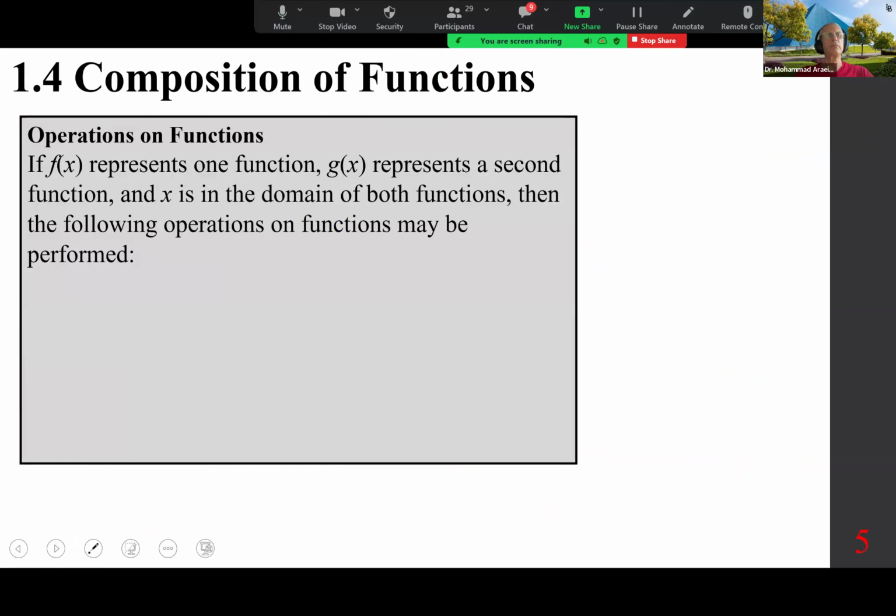Composition of functions. Operations on functions. If f of x represents one function, g of x represents a second function, and x is in the domain of both functions, then the following operations on functions may be performed.